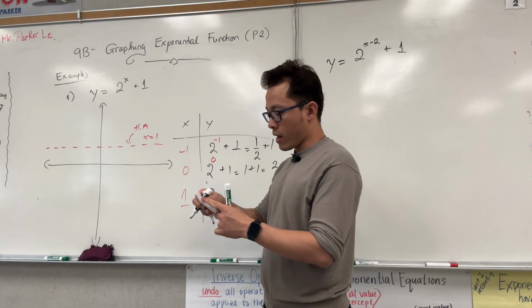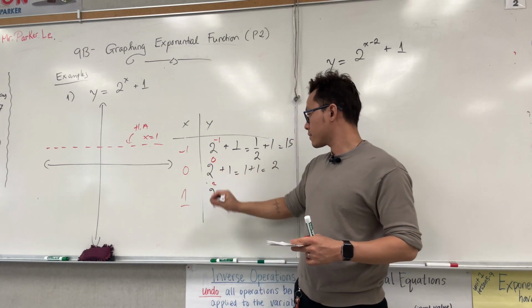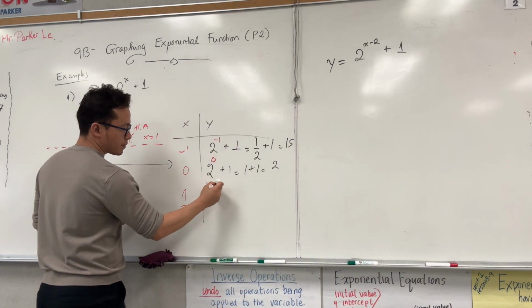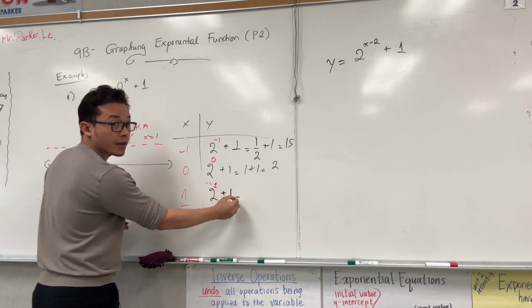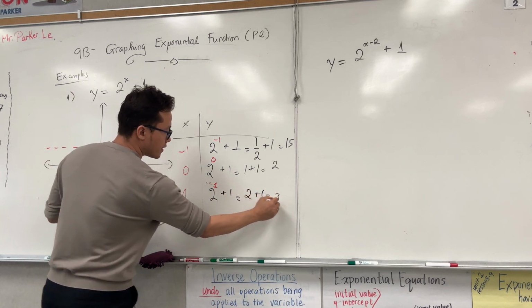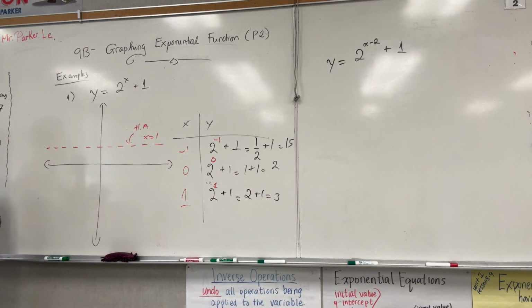Help me plug in the 1. Easy. Emily. So easy. Plug in 1. What do you have? 3, right? 2 to the power 1 is 2. 2 plus 1 is 3. Very good. 1 point for Emily. Now, just plug it in. See, literally just only 2 steps.